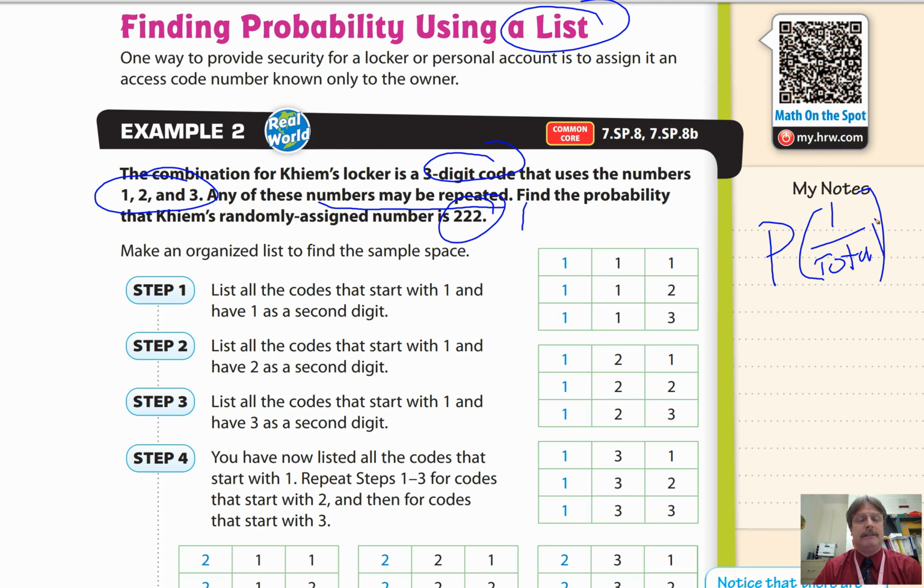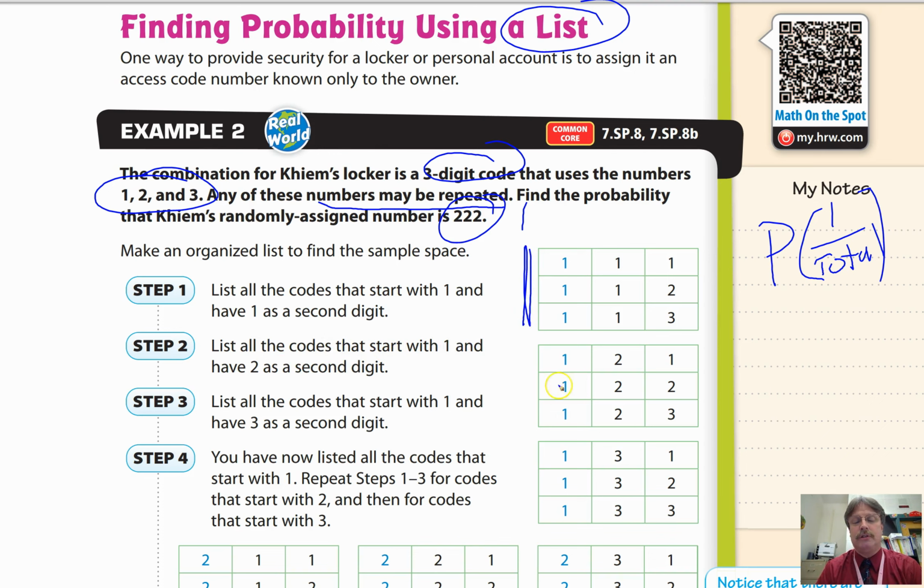By setting up a list here, it says list all the codes that start with 1 and have 1 as a second digit. So that's what they did here. Then it says list all the codes that start with 1 and have 2 as a second digit. We're trying to use up all our combinations. Here, 1's the first digit, 1's the second digit, we got 1, 2, 3. Then 1's the first digit, 2's the second digit, 1, 2, 3. And then 1's the first digit, 3 is the second digit, 1, 2, 3. So just in this combination, we have 1, 2, 3, 4, 5, 6, 7, 8, 9. We have 9 possibilities there.